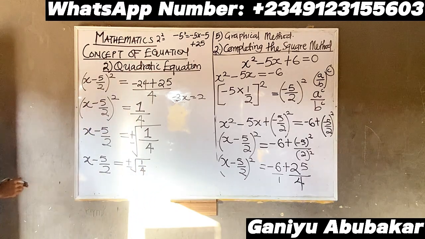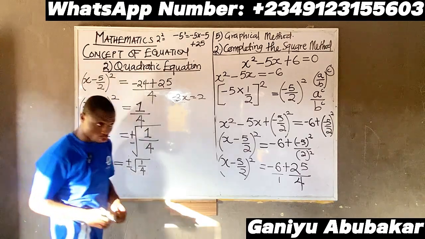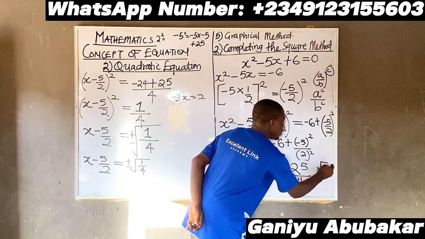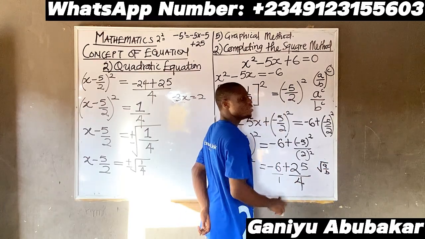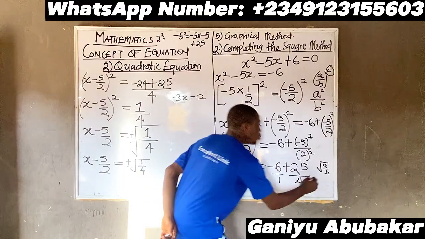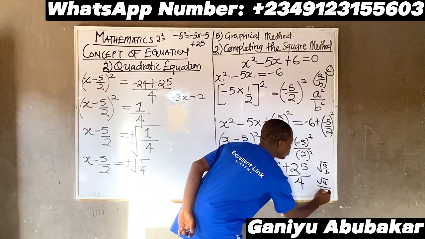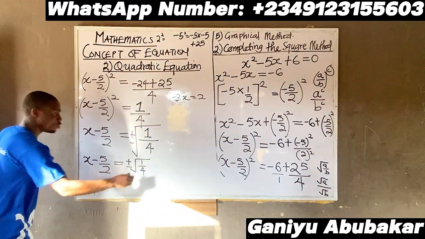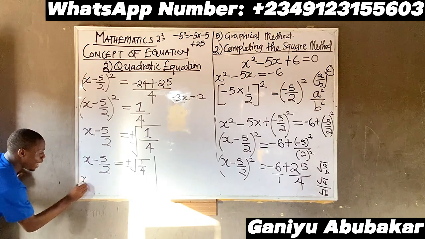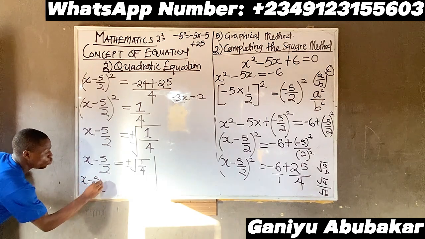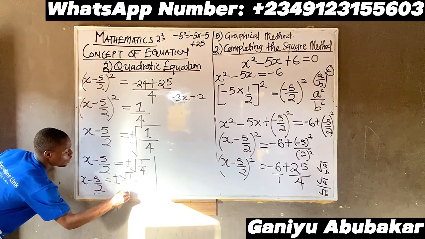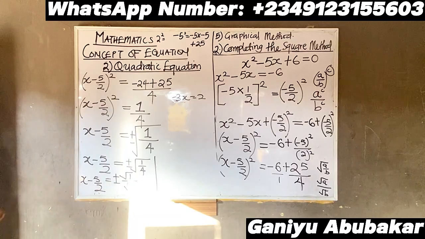Now I'll apply the surd rule here. On that surd, if I have root a over b, this can be broken down as root a over root b. Separate them, that's it. Apply this here. That gives you x plus 5 over 2 equal to plus or minus root 1 over root 4. What's root 1? 1. What's root 4? 2.